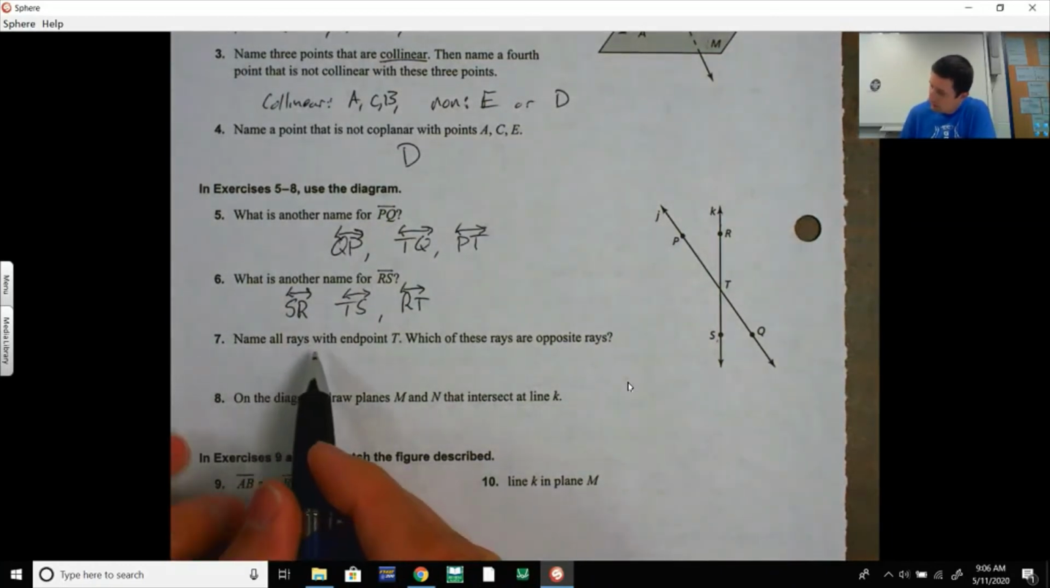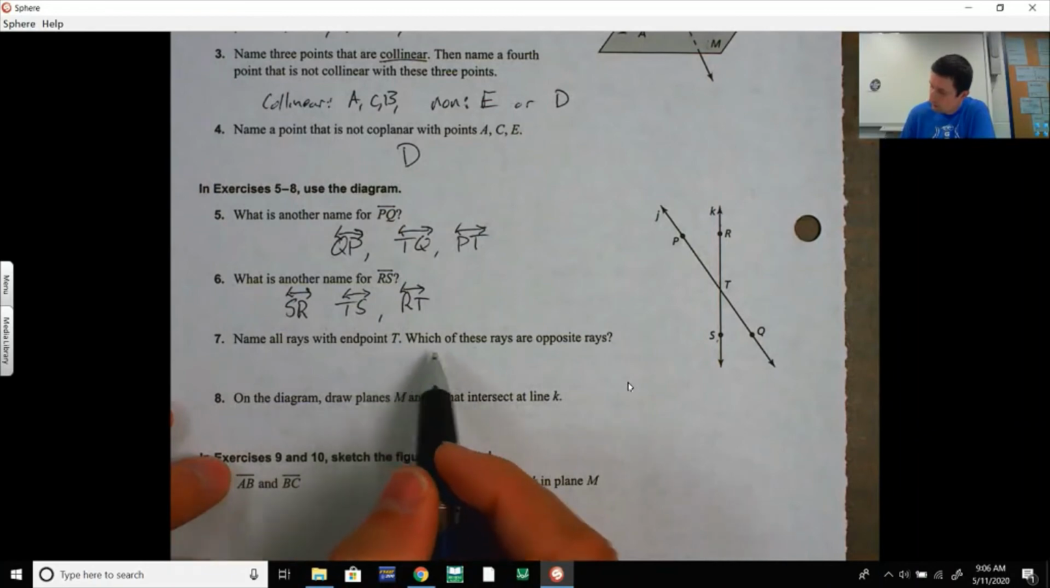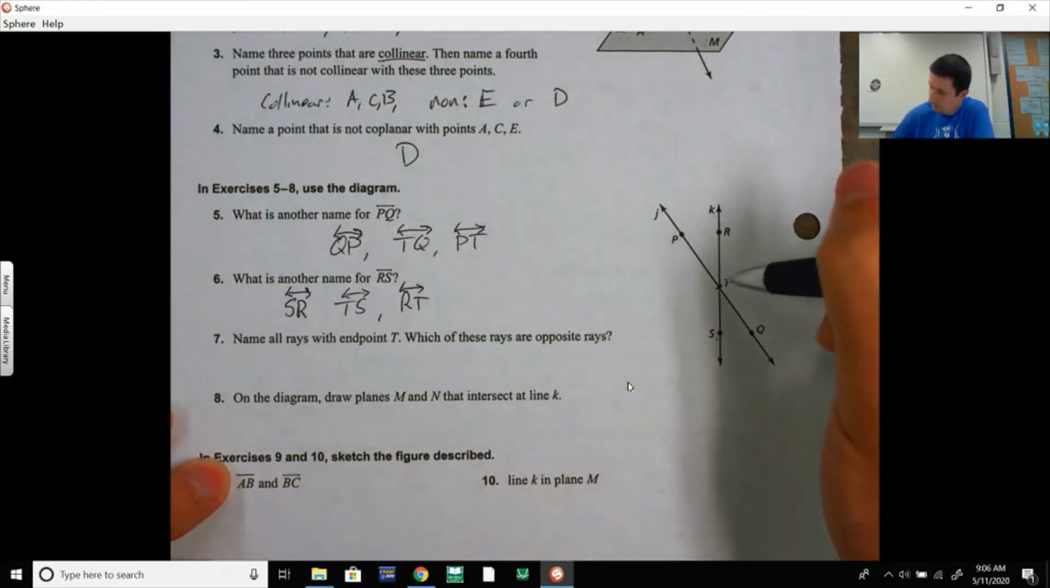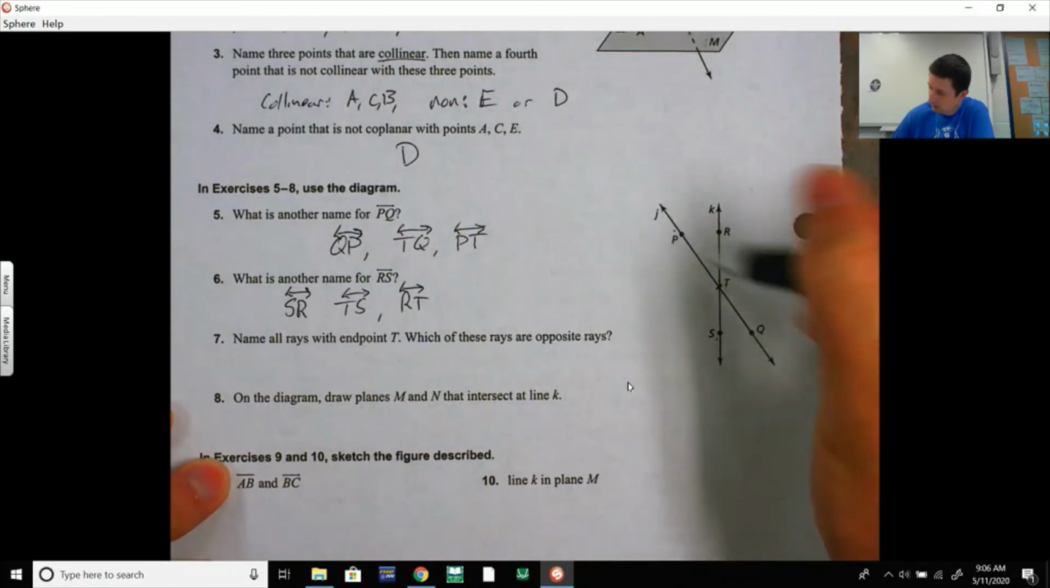Name all rays with endpoint T. Which of these are opposite rays? Okay, so here's my endpoint T. You should be seeing 4 of them. T to R, T to P, T to S, T to Q.